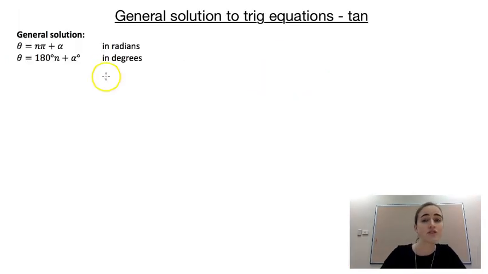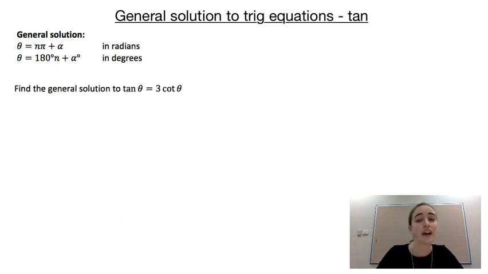So the general solution for any trig equation involving tan would be that theta equals n pi plus alpha, where alpha is that first positive solution. That's in radians. If we wanted to write it in degrees, we'd write it as 180 degrees times n plus alpha. So let's have a look at an example.